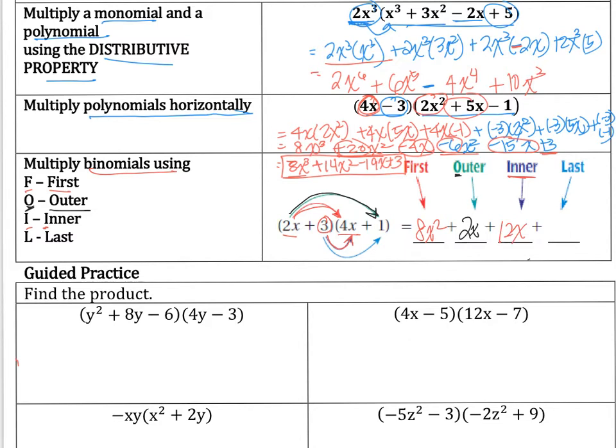And then we have the last. Positive 3 and positive 1, they are our last terms. So 3 times 1, 3. And then we can complete this, 8x squared plus 14x plus 3. And this completes our multiplying.